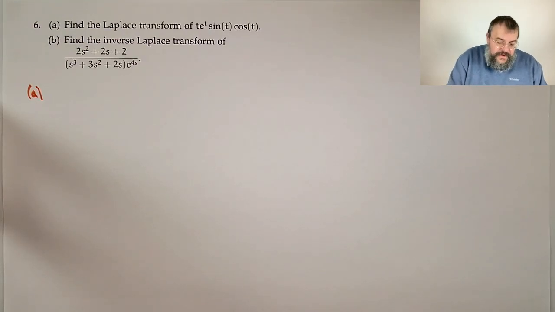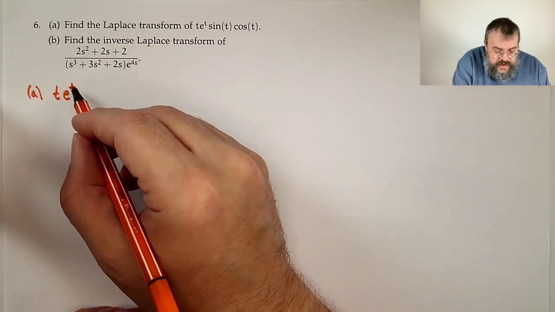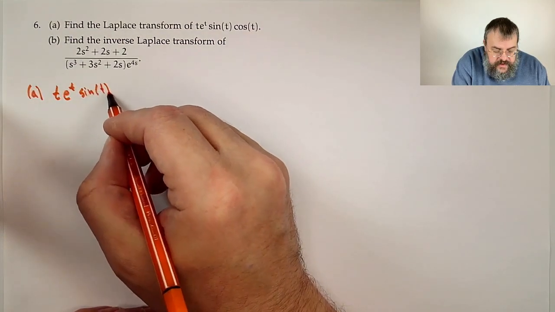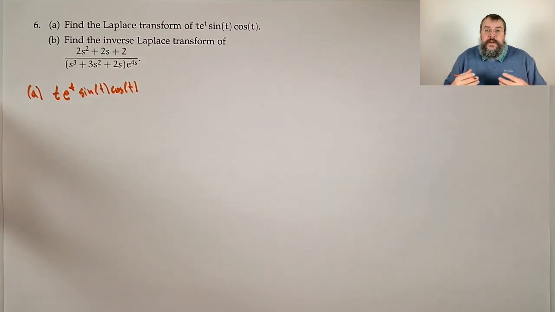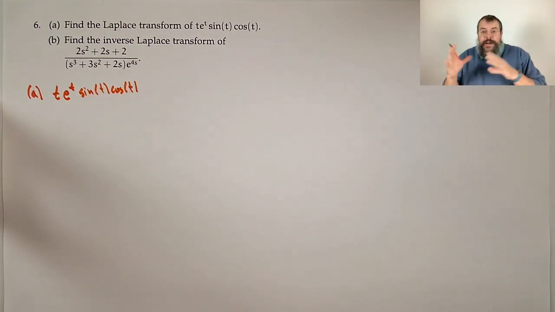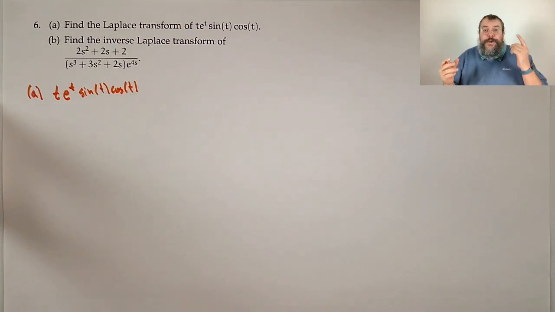All right. So what do you have? Well, we have t, e to the t, sine t, cosine t. And we're asked to find the Laplace transform of that. Now we're going to use our knowledge of things. Notice this has a lot of functions multiplying together, and so initially it's intimidating. But hey, let's simplify it. We're absolutely allowed to simplify expressions.